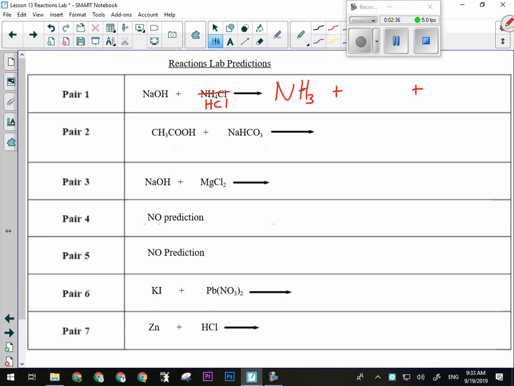Okay, for pair number 2, vinegar and baking soda, we said this was going to be a double replacement reaction, and we were going to swap the metals, so we were going to get NaCH3COO, and we were going to get H2CO3. And what happened in that one? When you mix vinegar and baking soda, it fizzes, which means what's being produced? Gas. What gas? Carbon dioxide is actually being produced in that reaction. That's why you can suffocate a candle with it.